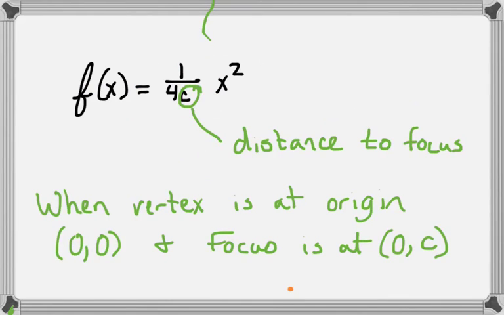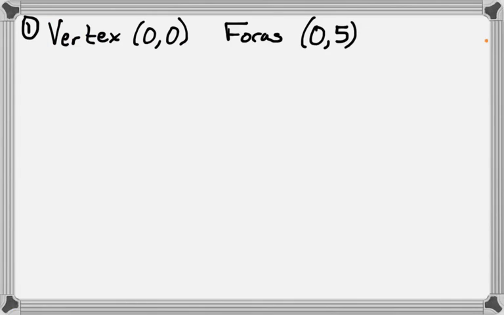So the formula for graphing these is f of x, or this is most often said just y, equals 1 over 4c. That's the distance from vertex to focus, and remember it's positive if it's above and negative if it's below. It is directly above and below when the vertex is above or below. So let's look at one. My vertex is at 0, 0, and my focus is at 0, 5. So that is 5 units away.